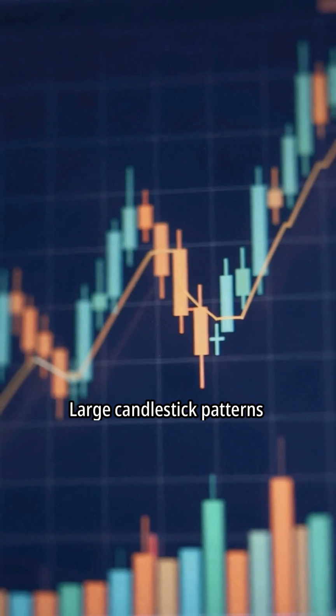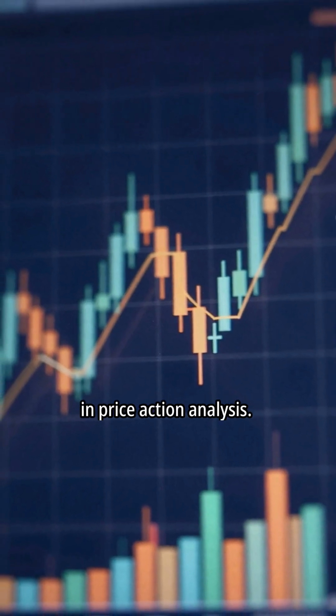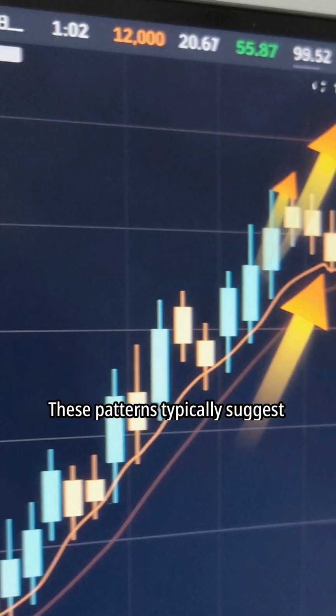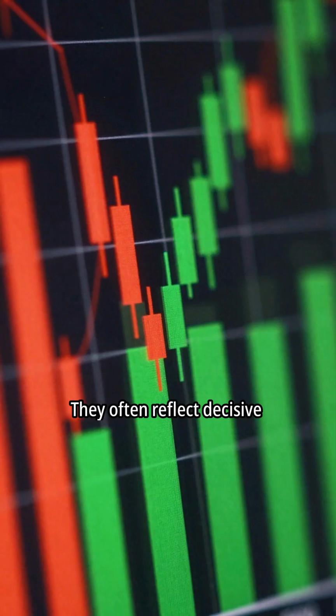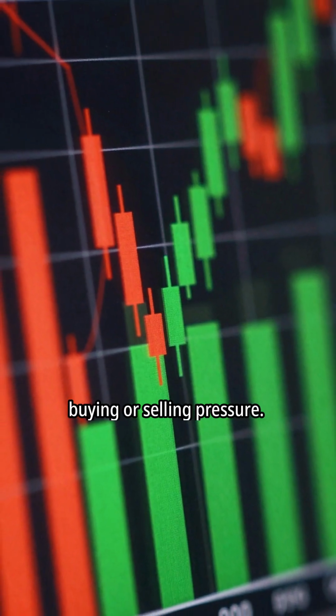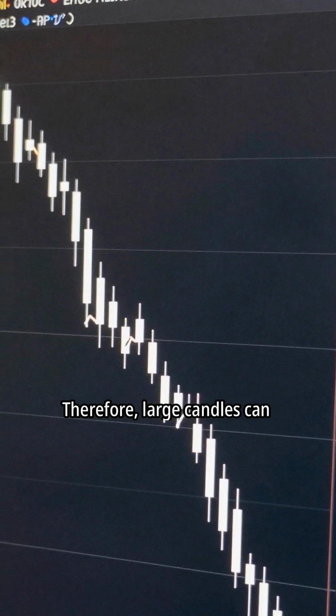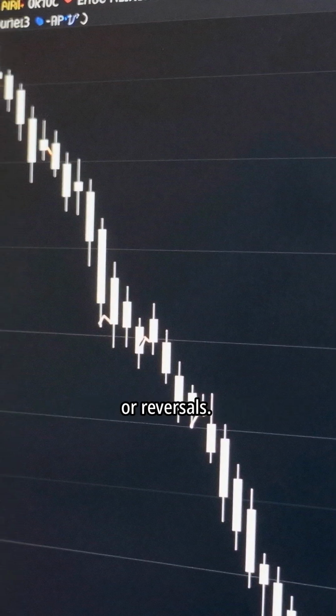Large candlestick patterns are significant indicators in price action analysis. These patterns typically suggest strong momentum in the market. They often reflect decisive buying or selling pressure. Therefore, large candles can signal potential trend continuations or reversals.